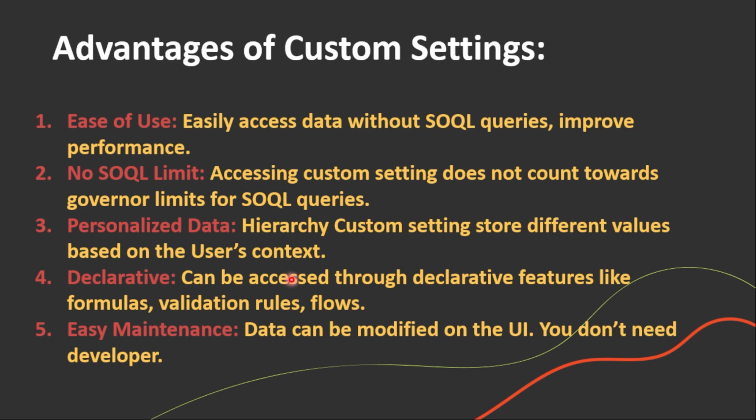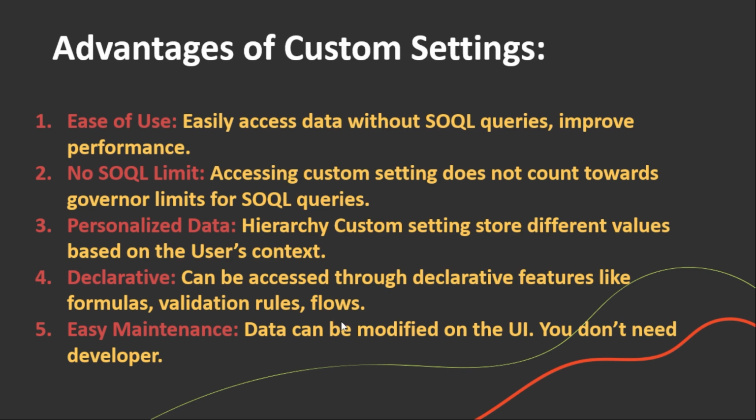So what we have seen in our example, like for profile we have different discount, for user we have different discount. So this is something we can leverage in case of custom settings, right? This is not applicable in case of custom metadata, which we'll see in the next video. So this is one of the advantages. The other advantage is declarative. Can be accessed through declarative features like formulas, validation rules, and flow.